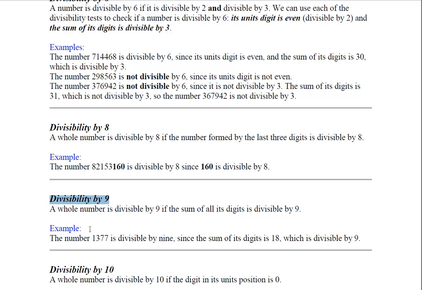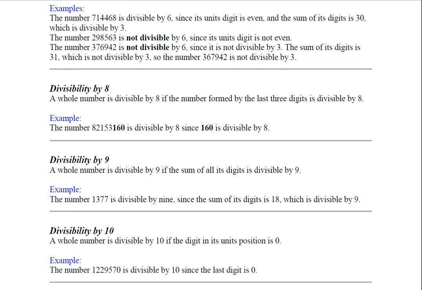Divisibility by 9. Now remember, divisibility by 3, we used to add all of the digits and then check if this sum is divisible by 3 or not. Divisibility by 9 is very similar. We just add all the digits, and if the sum of the digits is divisible by 9, then this number is divisible by 9. Example, 1,377. Is that divisible by 9? Let's check. 1 plus 3, 4. 4 plus 7, 11. 11 plus 7, 18. Is 18 divisible by 9? Yes, it is. 9 times 2 is 18.